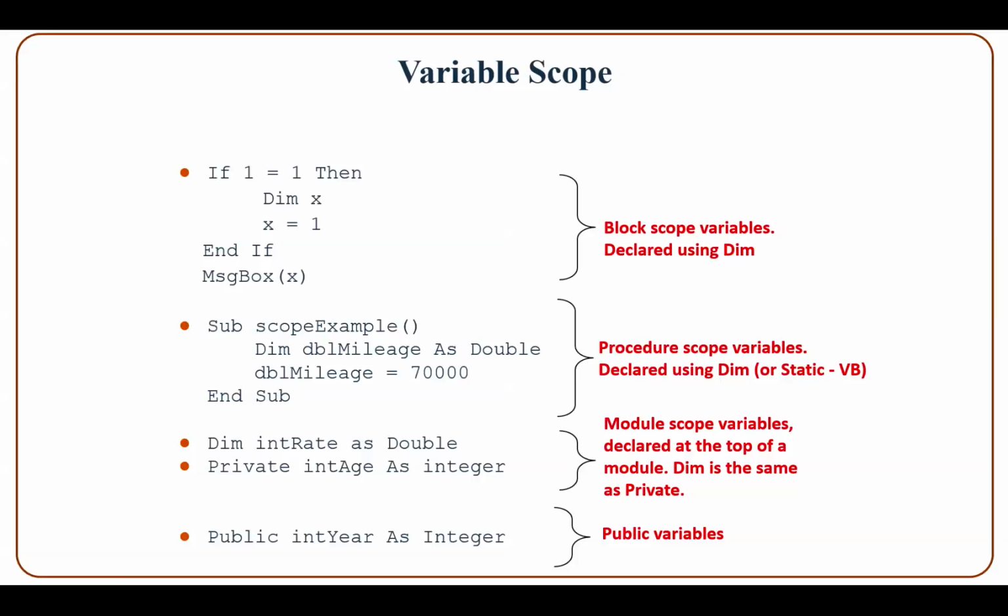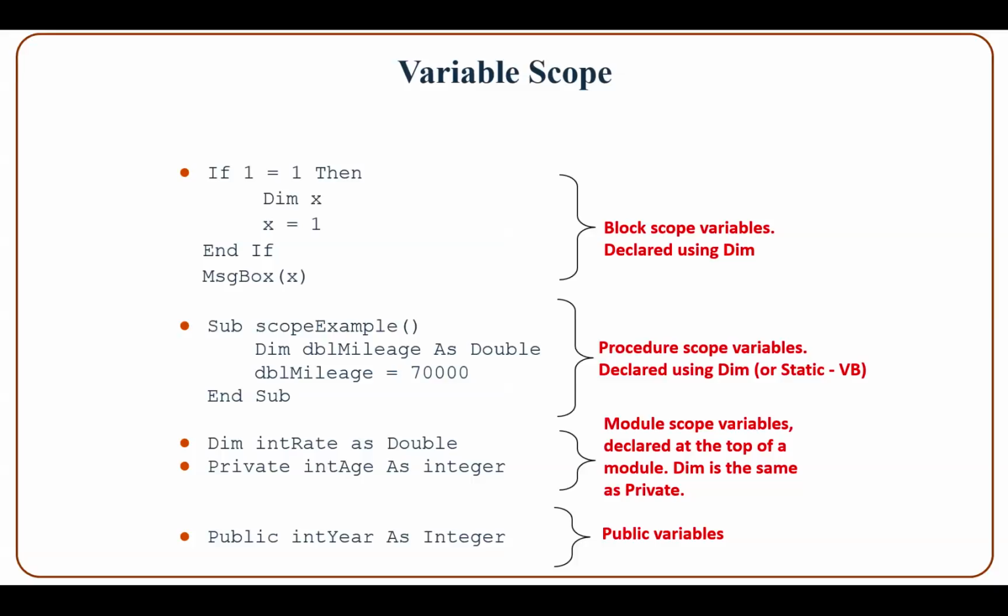The second example is for procedure scope. The variable dblMileage is declared within this procedure and cannot be accessed from other procedures. The next example is for the module scope. So those two variables are declared at the top of a module, and Dim is the same as Private. Any procedure within this module can access the two variables.